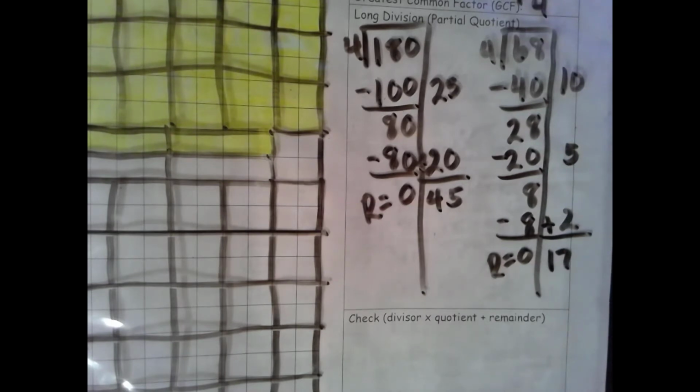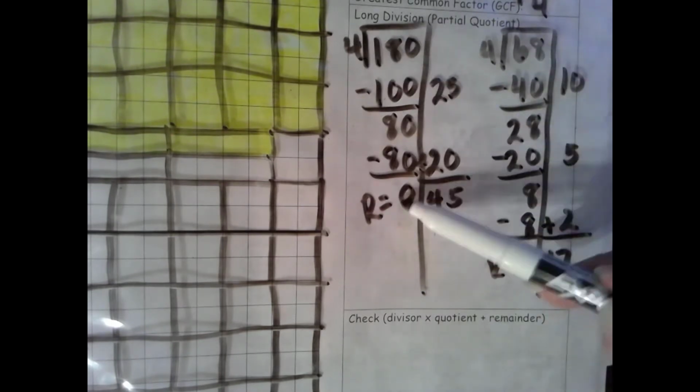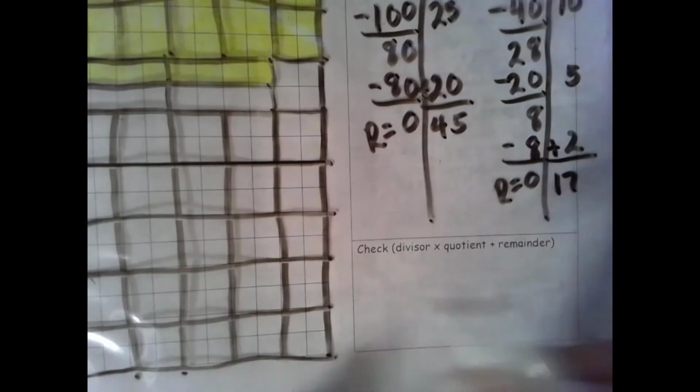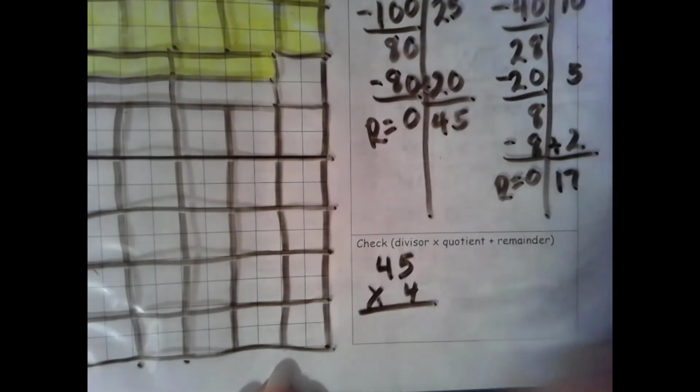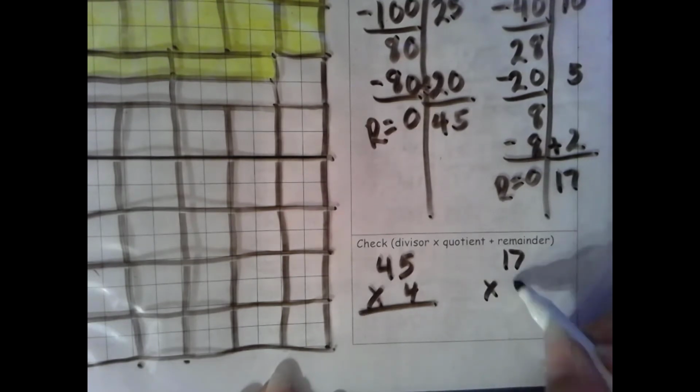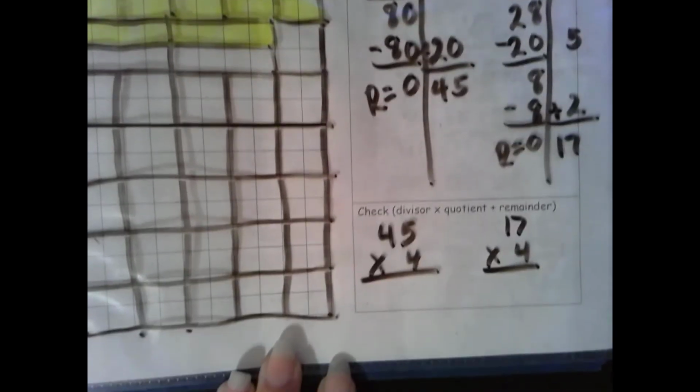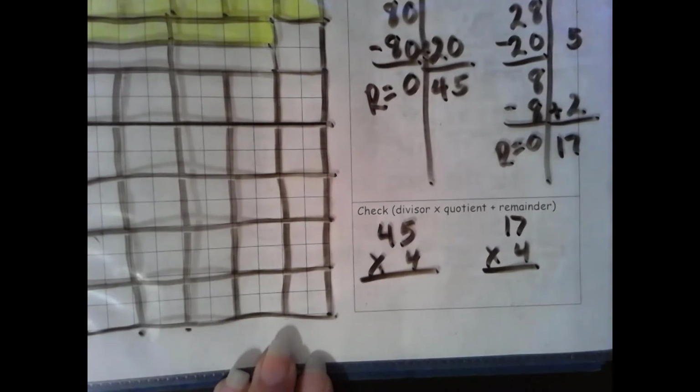We still need to check. Divisor times quotient plus remainder. Since our remainder is 0, though, and the identity property of addition says when you add 0 it stays the same, we don't need to actually add the 0.